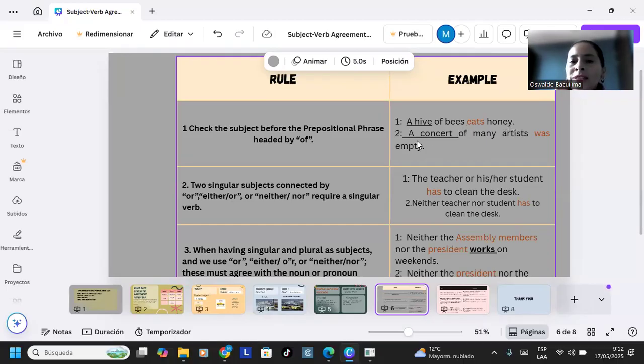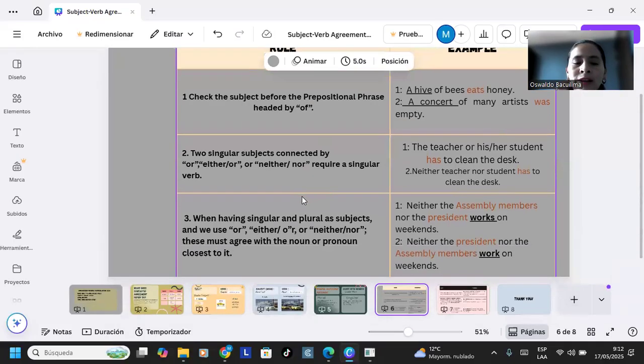In the second sentence, a concert of many artists was empty. The first subject is in singular, even though the concept is a collective noun. So the verb goes in singular form.